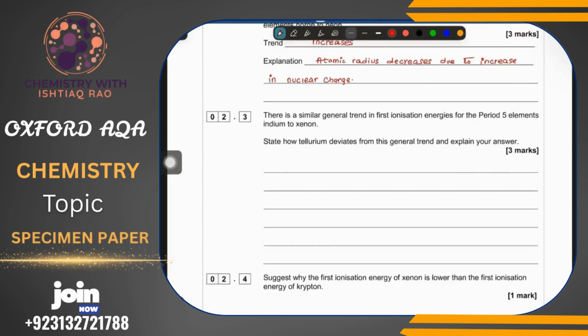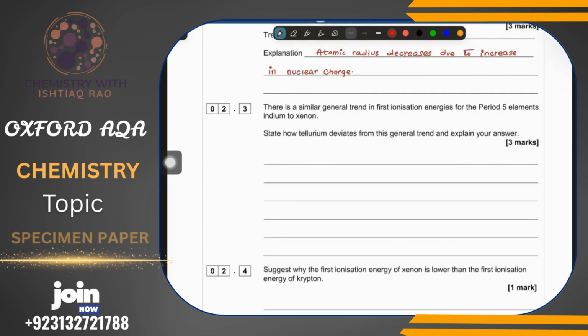There is a similar general trend in the first ionization energies for the period 5 elements indium to xenon. State how tellurium deviates from this general trend and explain your answer. I have to see the proton number of tellurium. What's the proton number of tellurium? What period is this in? Period 5.